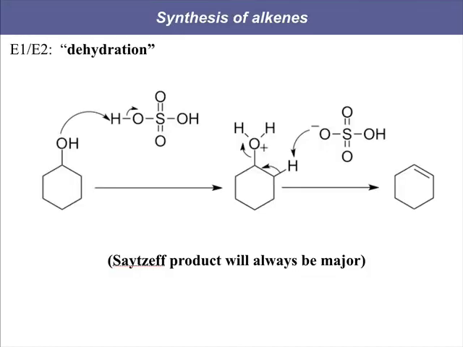We also looked at dehydration. That was, remember, a special example of E1 and E2. We don't call it dehydrohalogenation because we're not losing a hydrogen and a halogen. Instead, we're losing a hydrogen and an OH. We're losing HOH, which is water. So we call that dehydration. We went over that fairly thoroughly in the E1, E2 chapter.